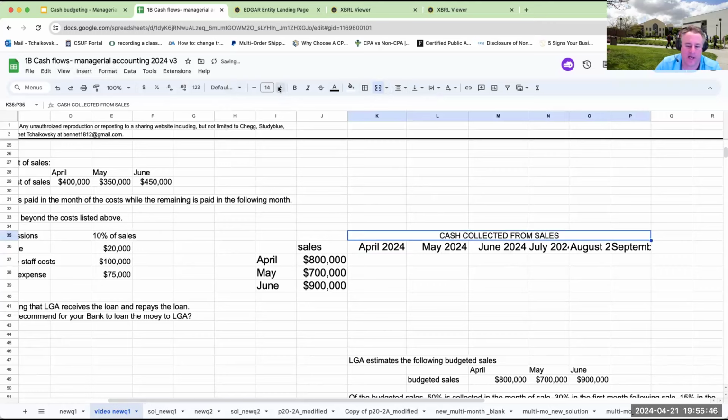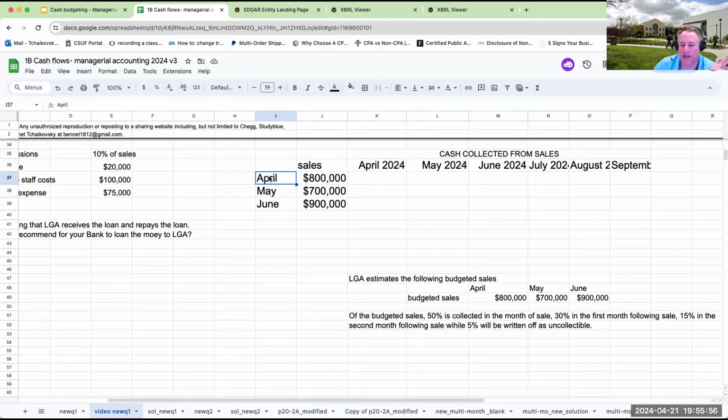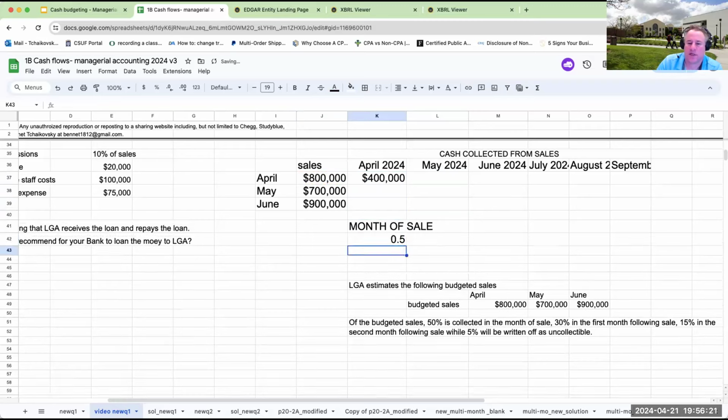Remember, when we're doing a cash flow, revenue is great, but it's an accounting term. I care about the money. I need the cash. So coming over here, when we look at April, of the budgeted sales, 50% is collected in the month of sales. So right over here, this is going to be 800,000 times 0.5.